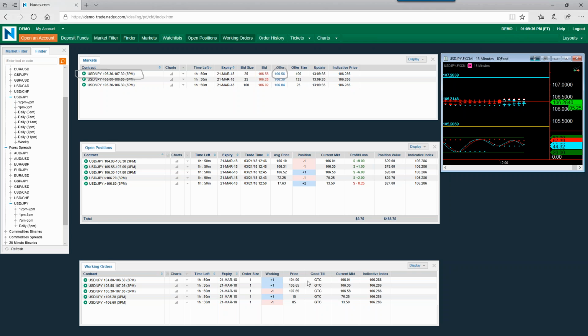The big thing to remember is if you are going in both directions, just remember that you have risk in both directions, versus a directional trade where you only have risk on one side.